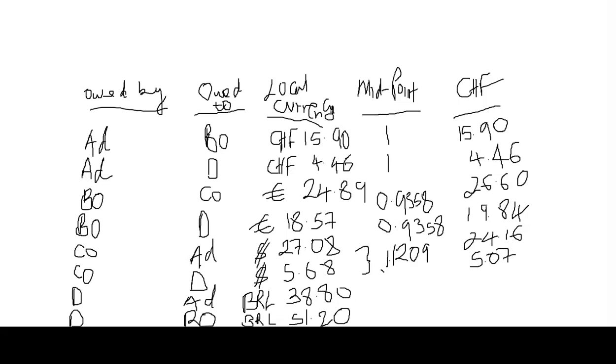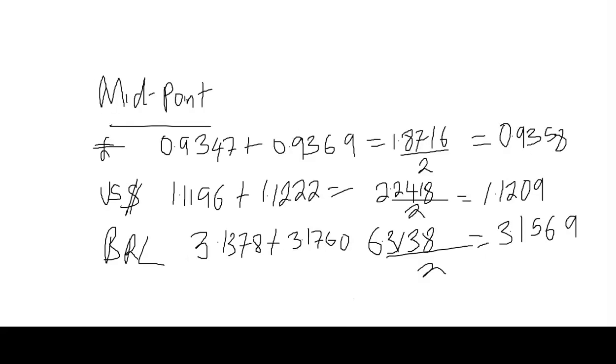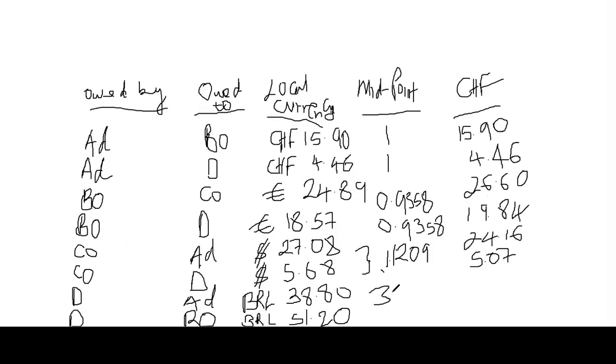Then we go now to the BRL. Let me just check the rate. It's 3.1569. Giving me 12.29. Then the last one, 51.2 divided by 3.1569. How much do you get? 16.22. Okay. So I'll just write those.